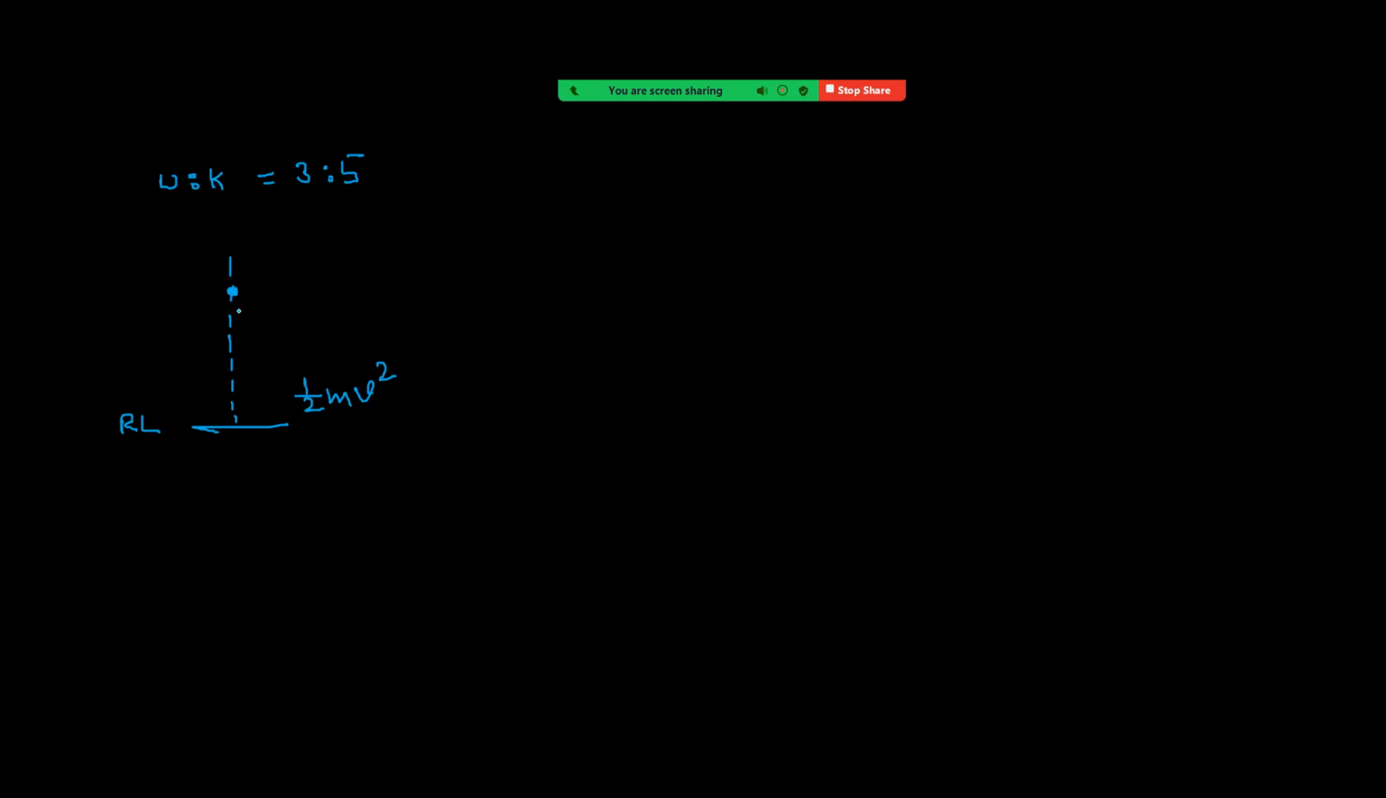So at a height, the given ratio is 3 is to 5. Let the total value be x. Then out of x, 3 is to 5 means totally 8 parts. Out of 8 parts, 3 parts are potential energy. So potential energy equals 3 by 8 x, and kinetic energy 5 by 8 x.